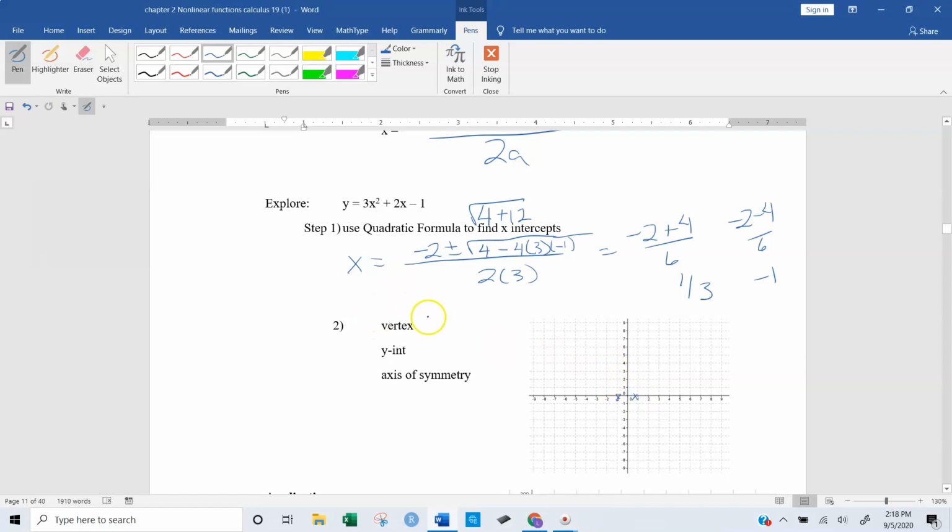Your vertex, you know, is the opposite of b over 2a. So it's the negative 2 over 6, which is the negative 1/3.